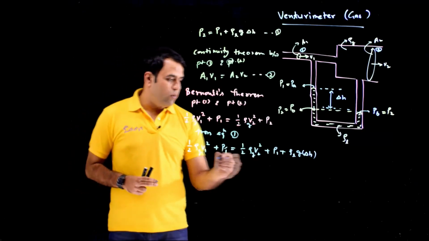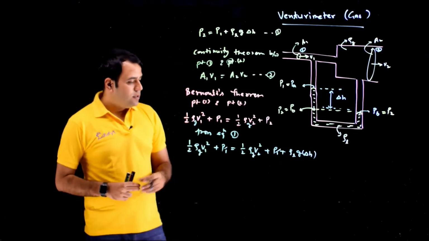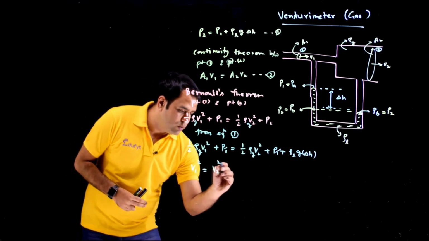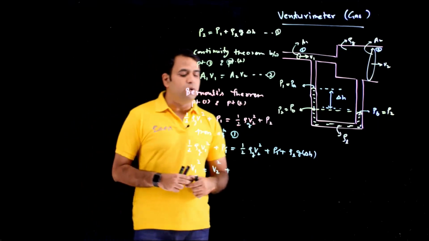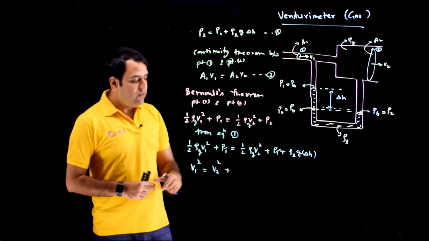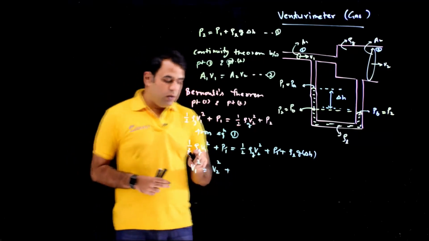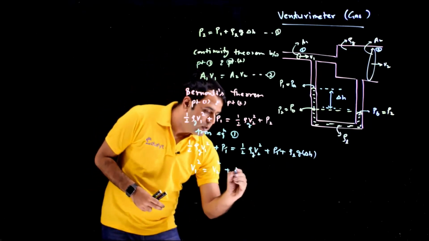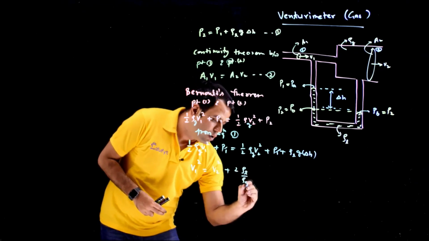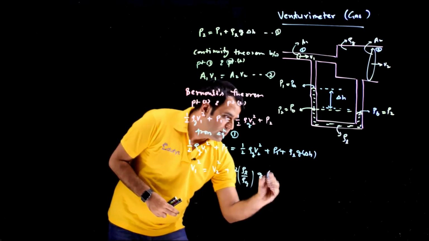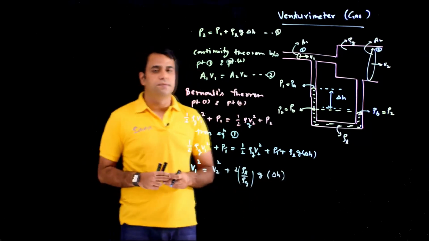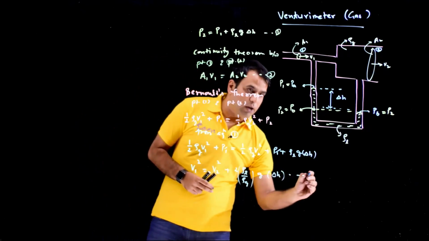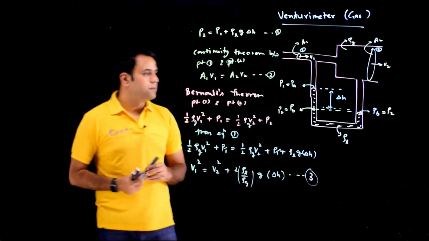So you see this P1 and P1 is getting cancelled out. So this equation will be V1 square is equal to V2 square. So what we are doing, we are multiplying this whole equation by 2. So this half and half goes and 2 will go there. And we will divide this whole equation by rho g. So it will be V1 square is equal to V2 square plus 2 rho L upon rho g delta H. So this is my equation 3.